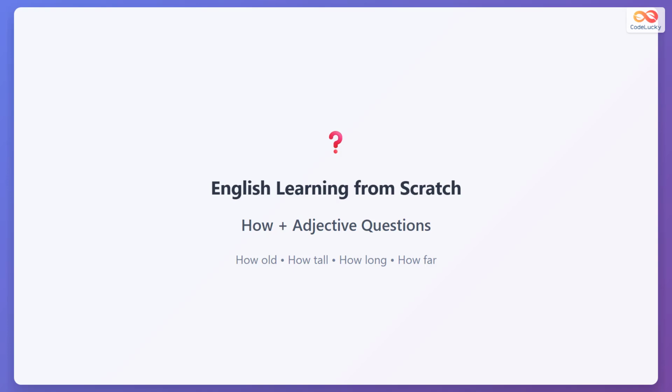How plus adjective questions are special questions in English that ask about measurements and quantities. These questions always start with the word how followed by an adjective like old, tall, long, or far. They help us get specific information about age, height, length, time, or distance. Today we learn these four main types.